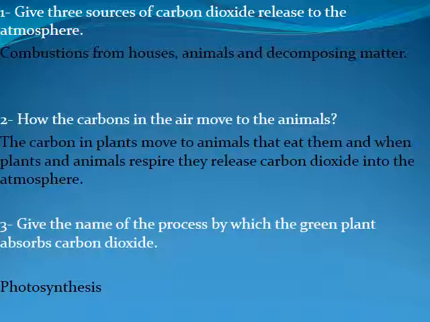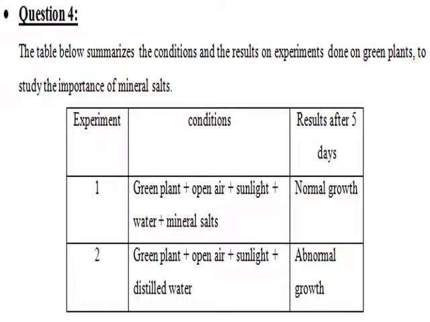How does the carbon in the air move to the animals? The carbon in plants moves to animals that eat them, and when plants and animals respire, they release carbon dioxide into the atmosphere. The process by which the green plant absorbs carbon dioxide, we call it, Philippe, photosynthesis. Moving to question number 4.